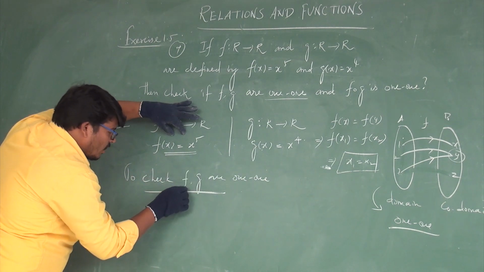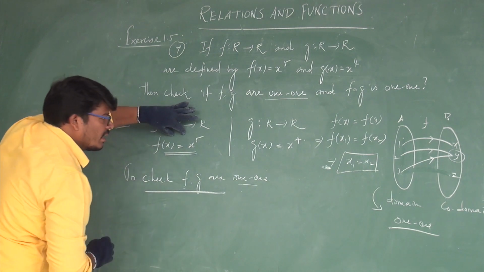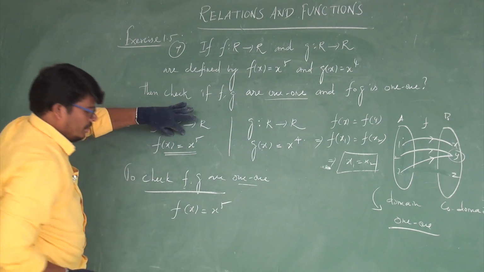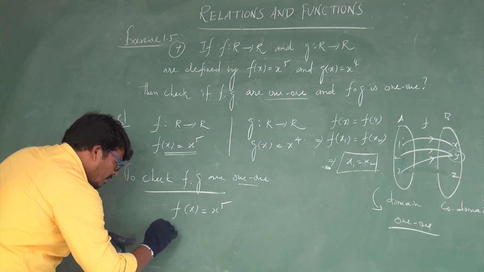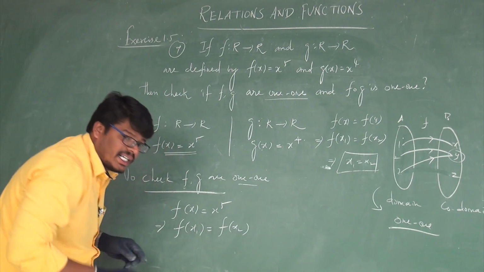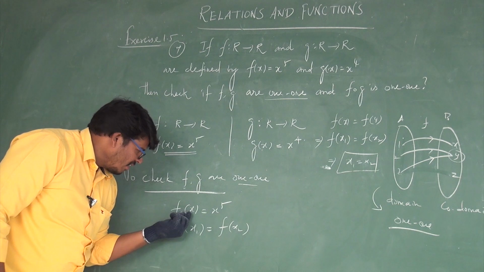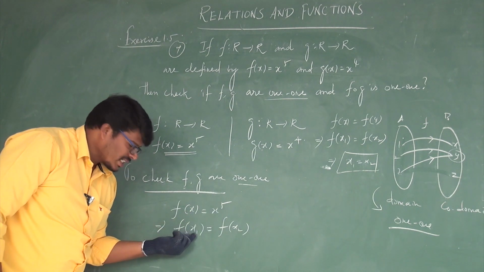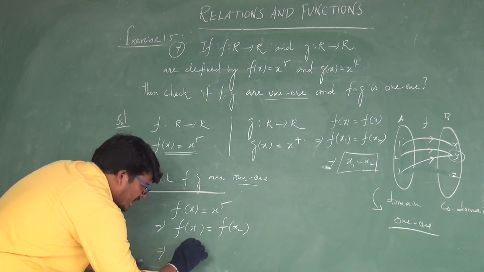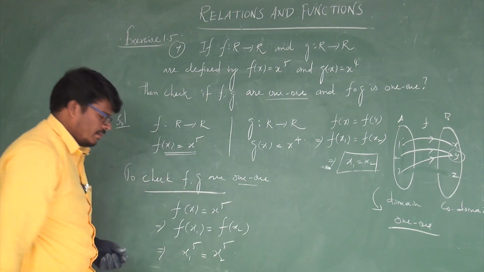Now check whether f is a one-one function. The condition for a one-one function is f of x1 equal to f of x2. Here f of x is x power 5, so f of x1 is x1 power 5 equal to f of x2, which is x2 power 5.